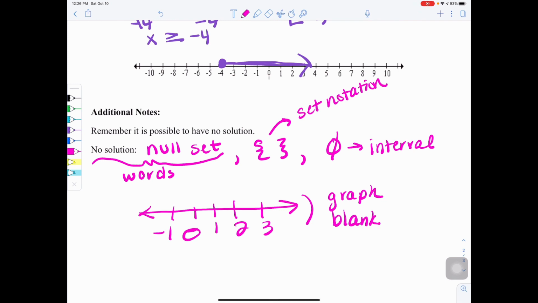So I just wanted to bring back in that no solution and show you what they look like and all the different notations that we've been practicing. And that concludes your lesson on inequalities with set and interval notation, day 2.